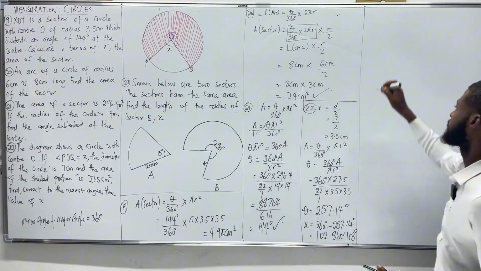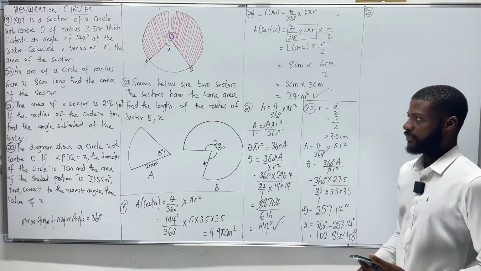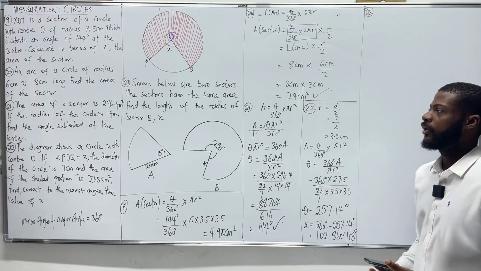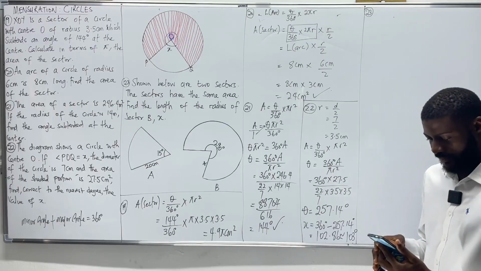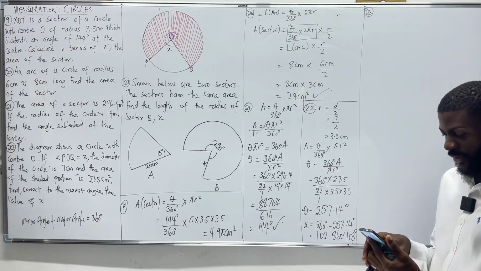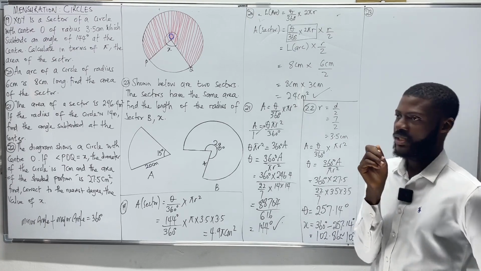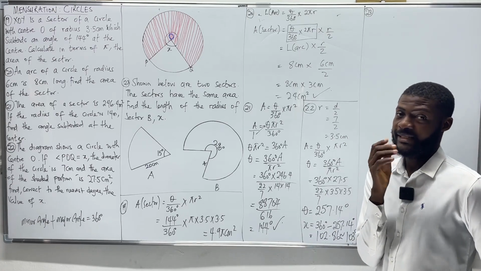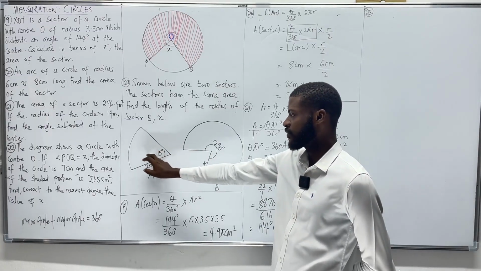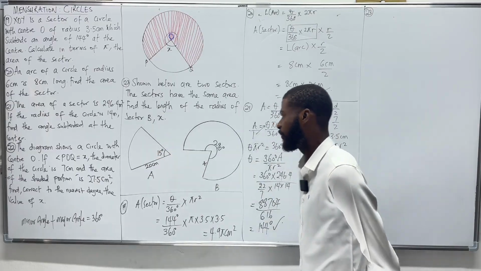So, question 23. Shown below are two sectors. The sectors have the same area. Find the length of the radius of sector B. All right, so for this question, I want to look at this question carefully. We're told that the areas are the same. So what I will do is, this shape is complete. All parameters are intact in this very shape. So let me find the area of this very one first.